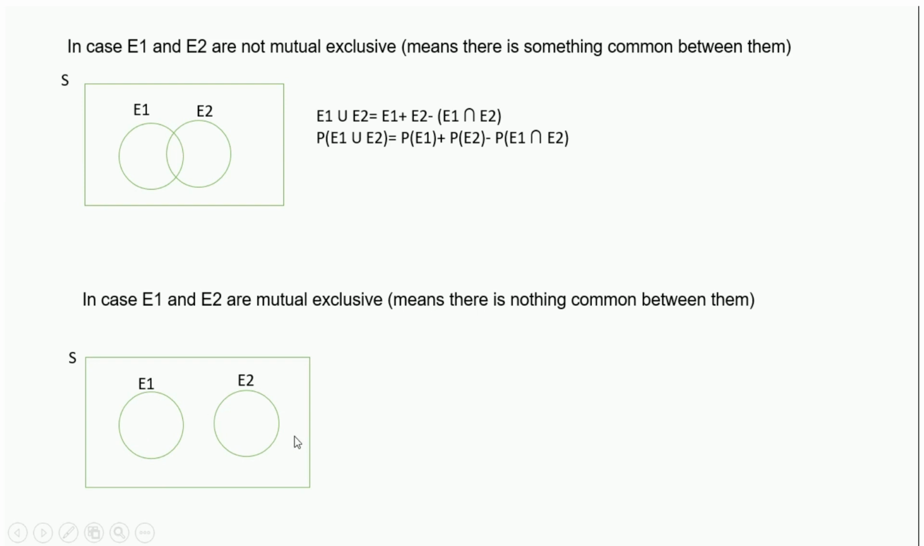For this we use the formula E1 union E2 equal to E1 plus E2. We don't need to subtract E1 intersection E2 here because there is nothing common between them. And in terms of probability, we can write it like this. These two formulas are very important, and you can simply understand these two formulas and the mutually exclusive and not mutually exclusive terms with the help of a Venn diagram.